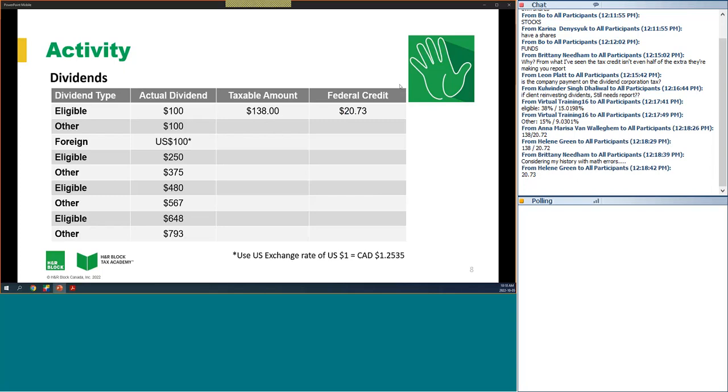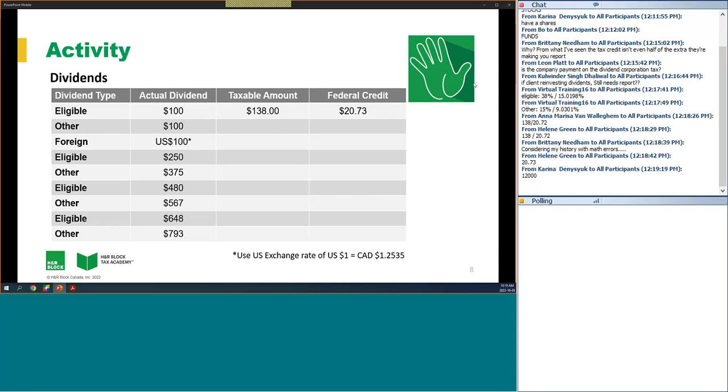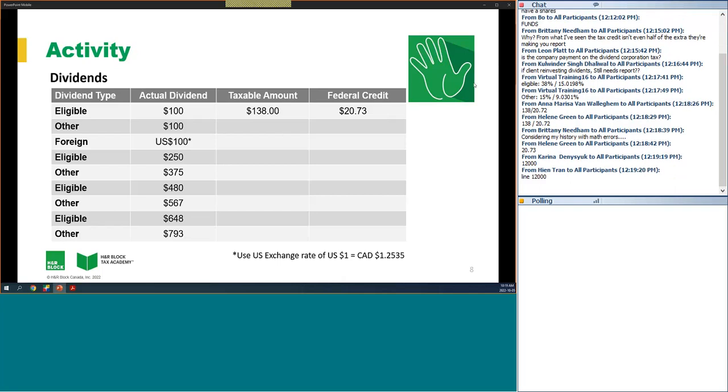All right. So this one is an eligible dividend. That means it's coming from a large Canadian corporation. What line number will we put the taxable amount on the federal worksheet? On line 12000. Excellent.